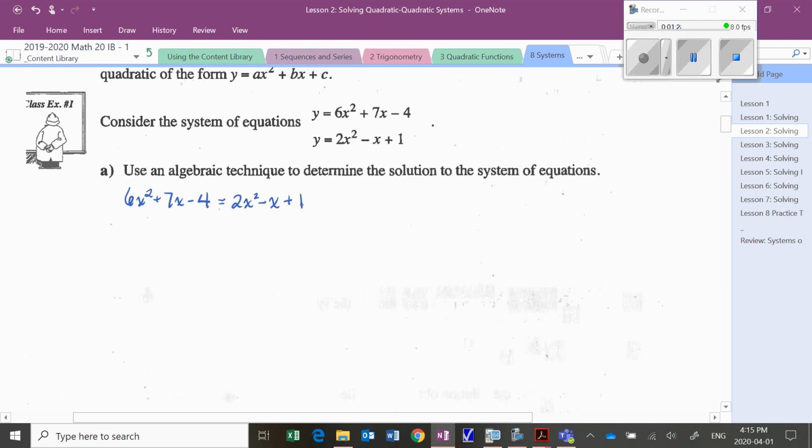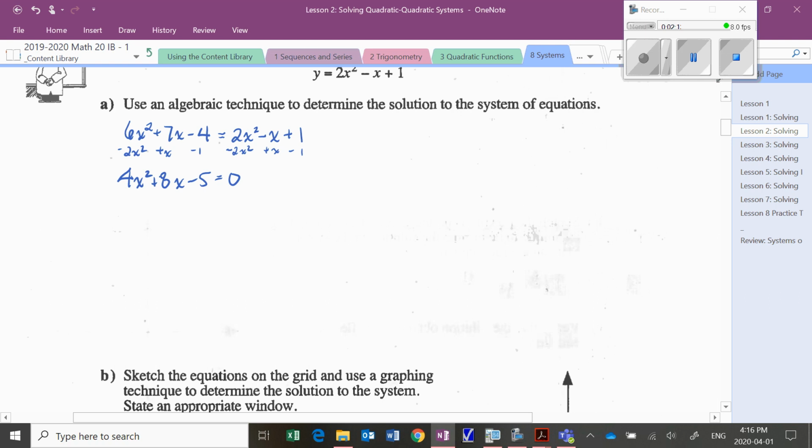and so since that in itself becomes a single quadratic, and to solve a quadratic we know that we want to set one side to 0, so it makes sense to move everything in this case to the left side, so we get a positive x squared coefficient. We'll subtract 2x squared from both sides, add x to both sides, and subtract 1, or add negative 1, same thing, to both sides. So then that gives us 4x squared plus 8x minus 5 equal to 0.